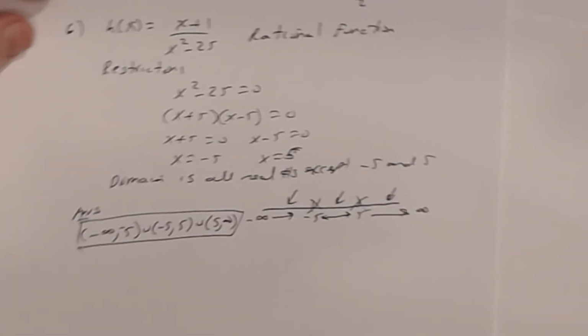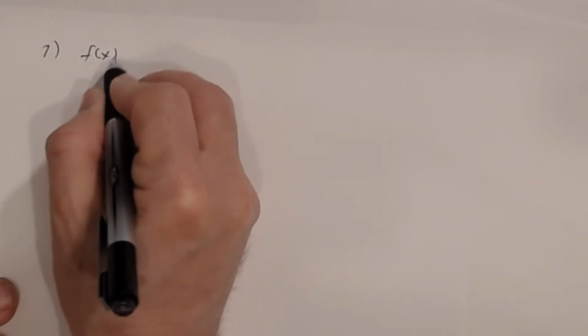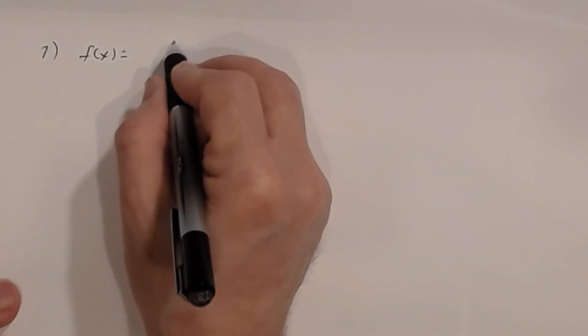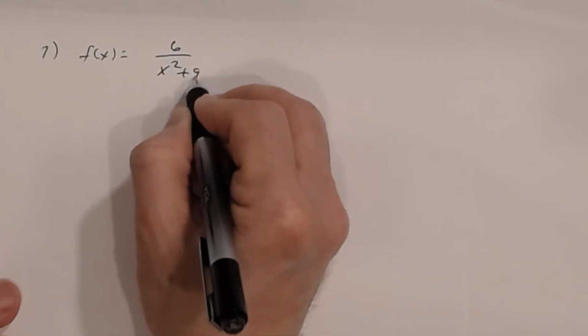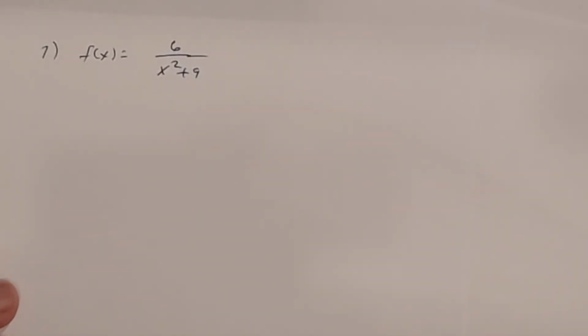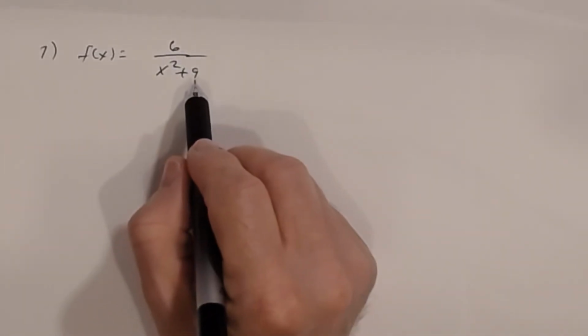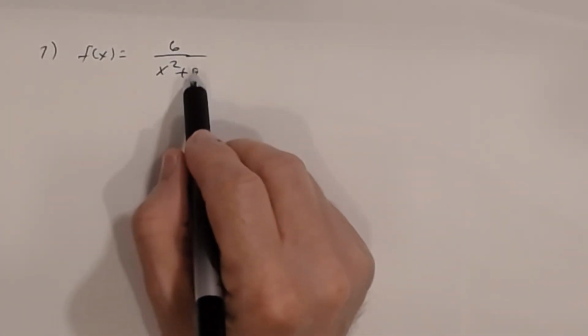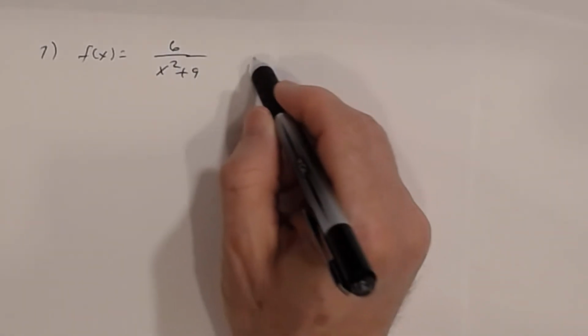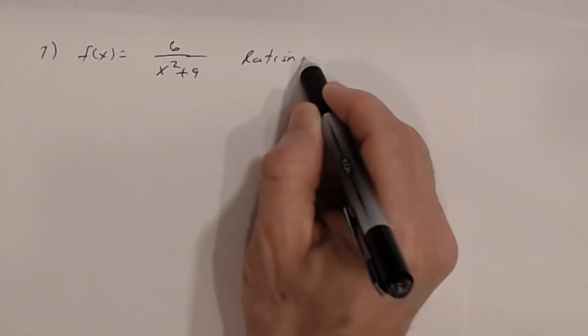Okay, let's look at number 7. Let's suppose we had this for number 7. We have f of x is equal to 6 divided by x squared plus 9. Notice you need to determine what kind of function this is. Since the variable occurs in the denominator, this is going to be a rational function.